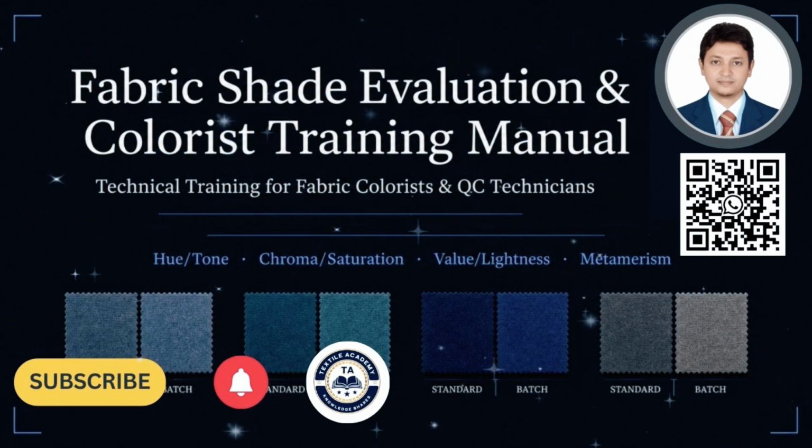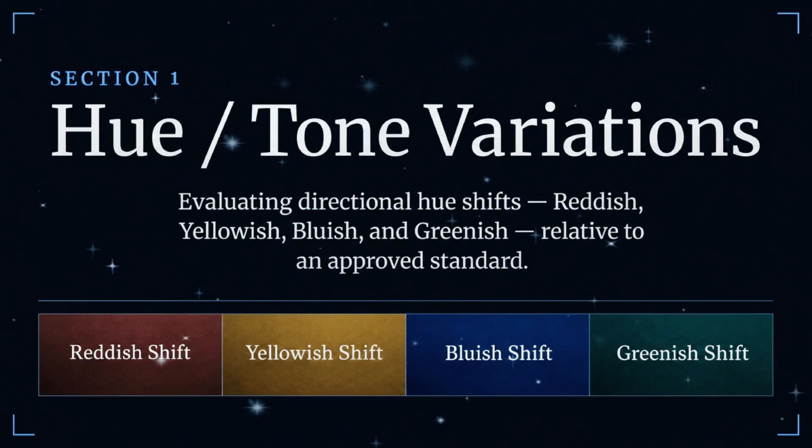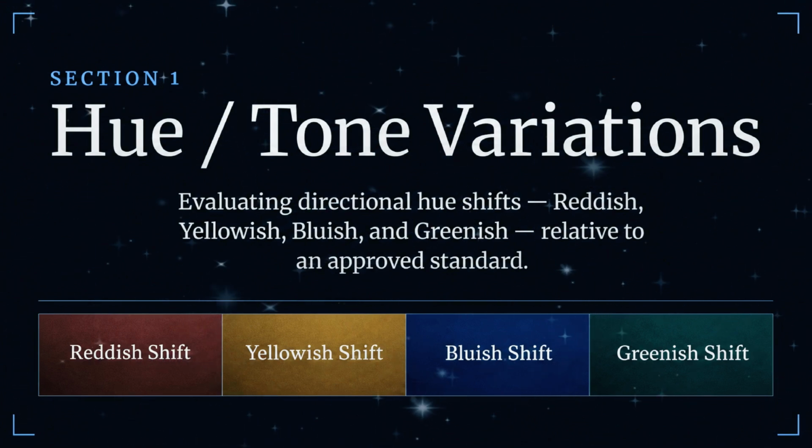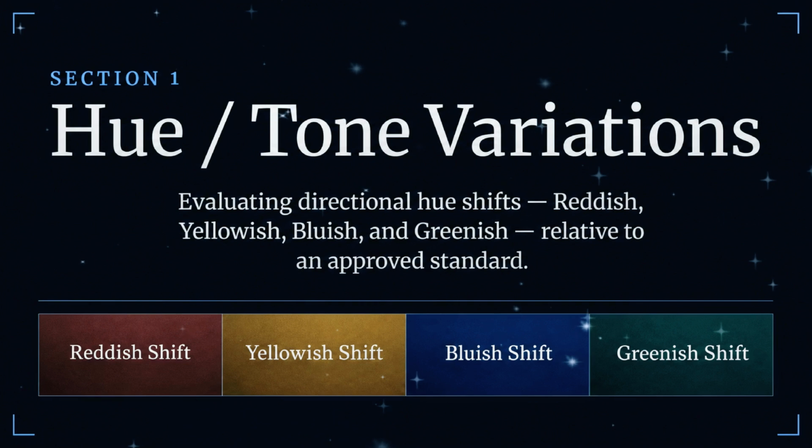Welcome to the Fabric Shade Evaluation Training. This video provides technical training for fabric colorists and quality control technicians on key color aspects: hue, chroma, value, and metamerism. Section 1 covers hue or tone variations. We will evaluate directional hue shifts relative to an approved standard, including reddish, yellowish, bluish, and greenish shifts.